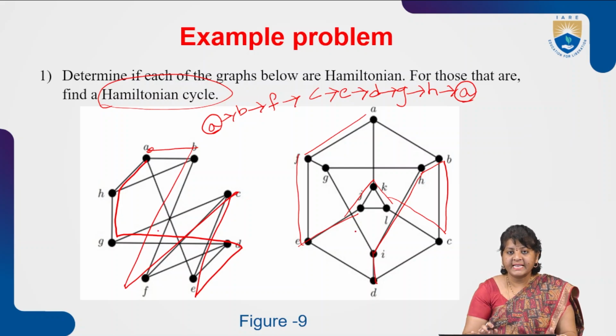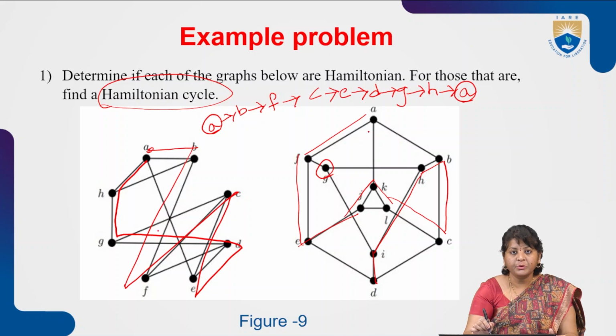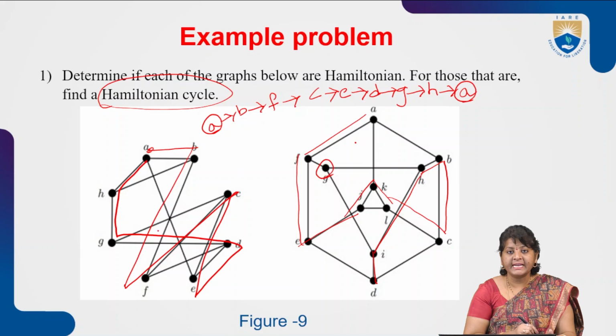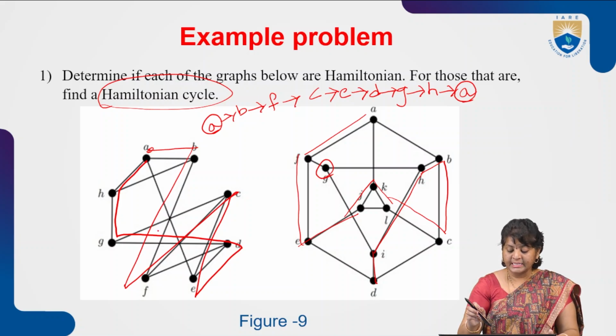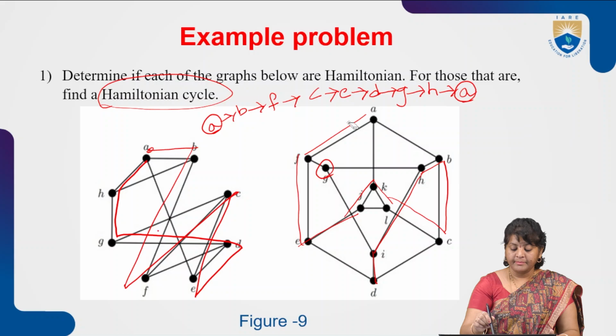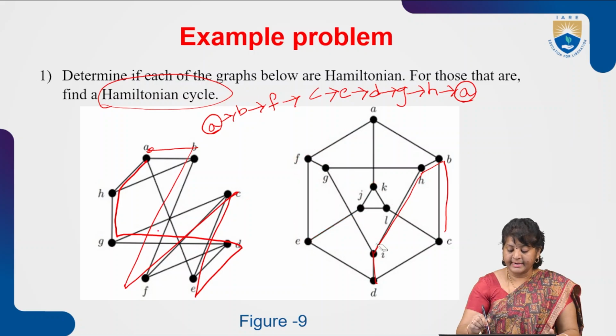See, once I select this particular path, we are unable to visit vertex G and we are unable to come back to A. The condition for a Hamiltonian cycle is that we need to start at a particular vertex and we need to end at that particular vertex. So this possibility is not correct. So we will check one more possibility, whether it exists or not.